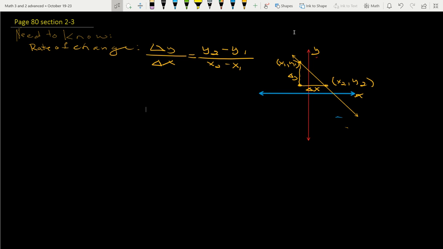All right, guys, we'll try this one more time. I'll see if I can do a little bit better. I pre-drew some stuff for you. We're in section 2.3 of the book. Page 80 is where your assignment is, and we're looking at rate of change and slope.